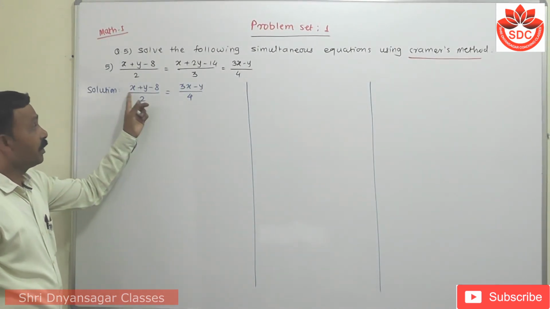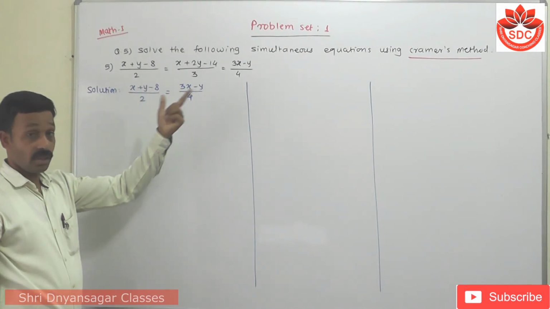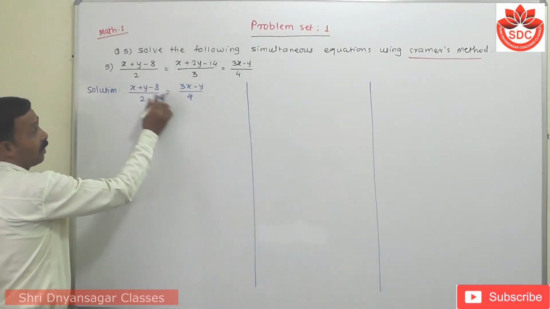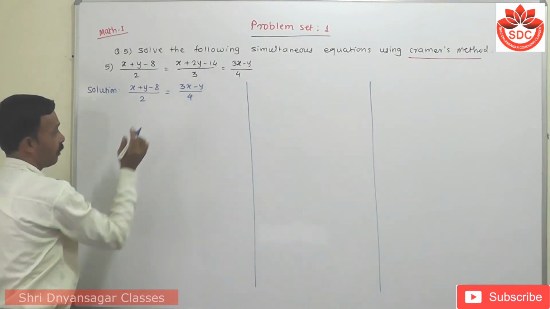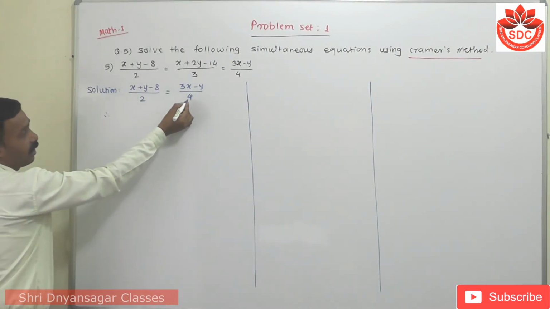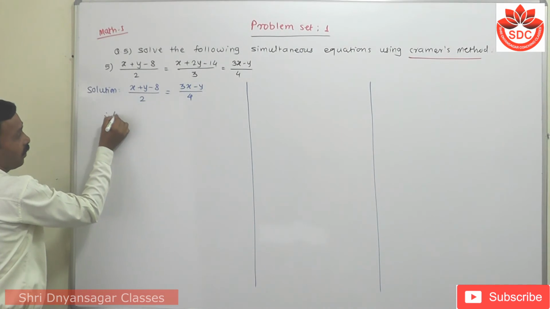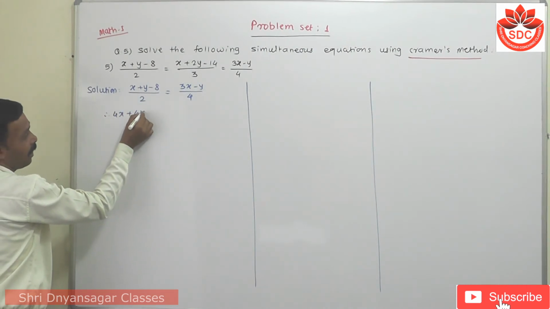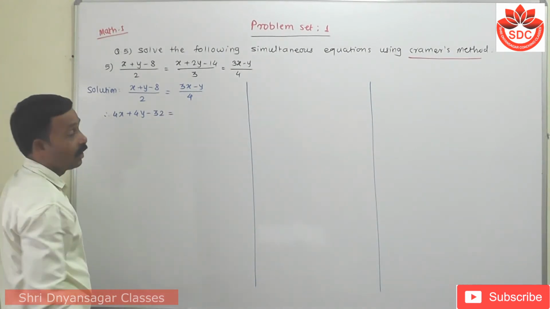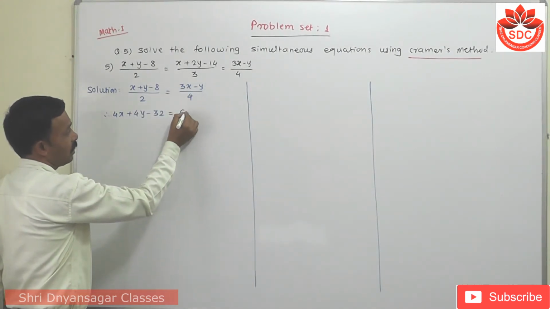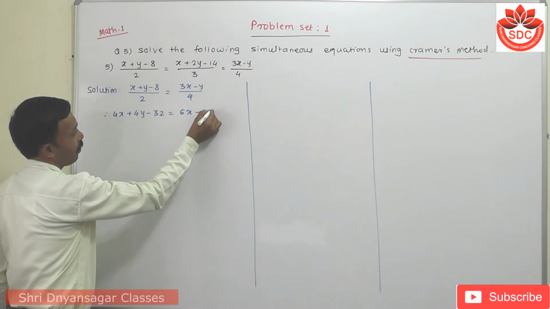Then by cross multiplication I have to take directly its cross multiplication. 4 into this and 2 into this, and directly writing it. 4 into this one is 4x plus 4y minus 4 eights are 32 is equal to, then 2 into this one is 6x minus 2y.